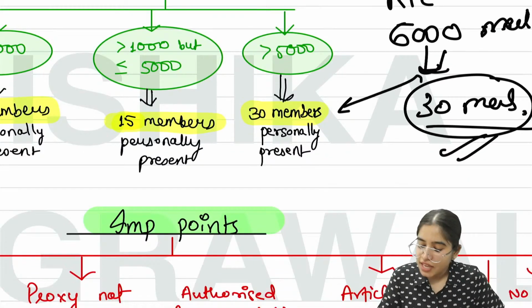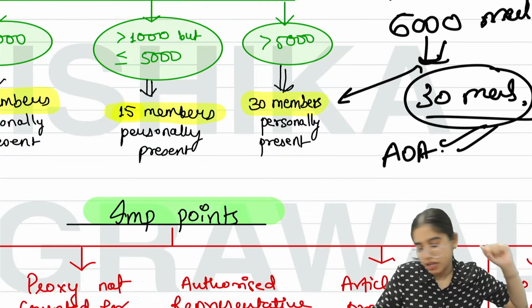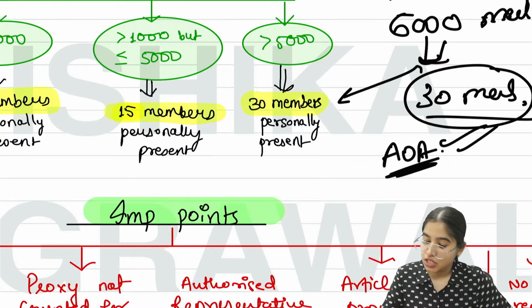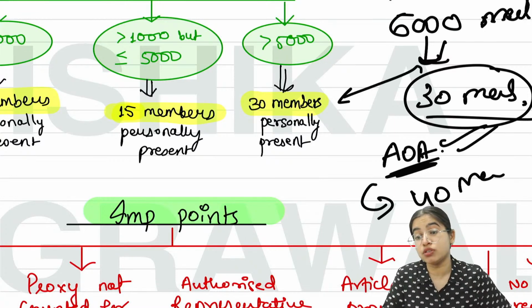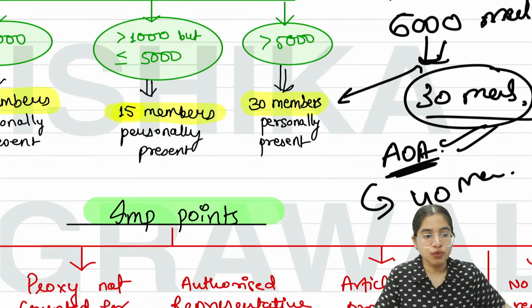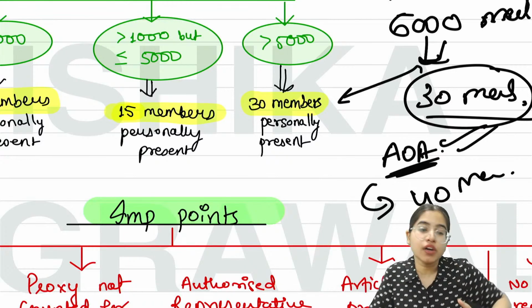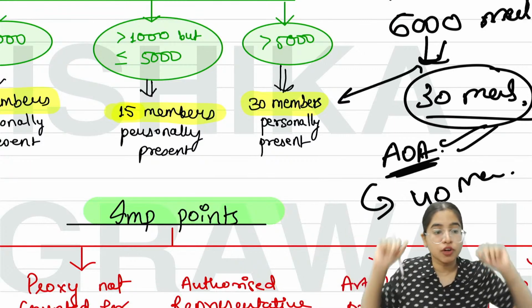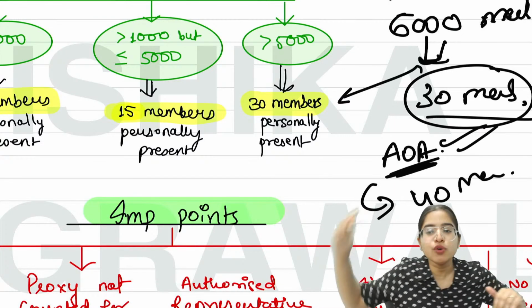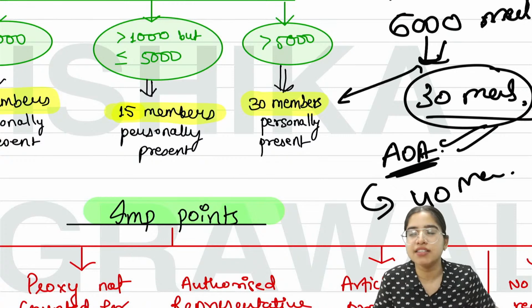But let's say in the article, Mukesh Ambani said no. In the article they said that our quorum is 40 members. We want stricter. In our meeting, if 40 members come, then only the meeting will be held. Otherwise, the meeting will not be held. So they specified a higher quorum in the article. Is that okay? The answer is yes.